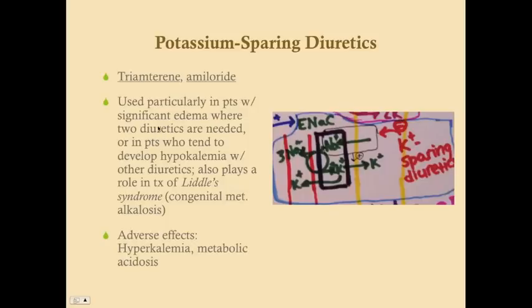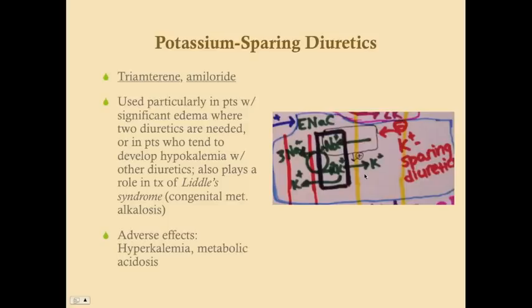We can also use potassium-sparing diuretics in Liddle syndrome, and what Liddle syndrome is, it's a congenital metabolic alkalosis. And if you want to know more about that, just look at the slides on metabolic alkalosis. And what Liddle syndrome is, it's just an overactive ENaC channel, and so what better to do than to inhibit it with a potassium-sparing diuretic.